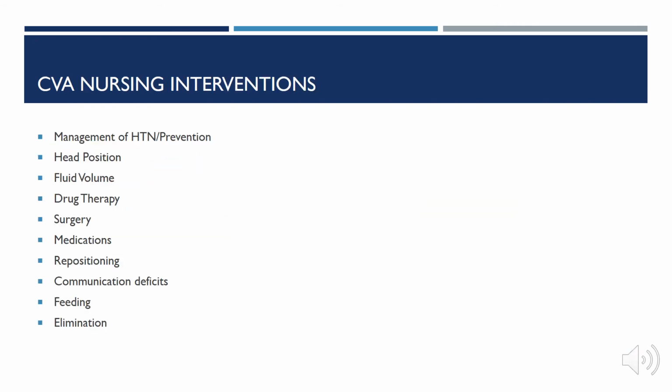So some nursing interventions we're going to do for this patient start with the management of hypertension or prevention of hypertension. Often this is left untreated with the exception of a hemorrhagic stroke, which makes sense. High blood pressure, it's going to be more bleeding. Head position, flat head is to assure adequate circulation unless the client has a large hemorrhagic infarction. Then the head is elevated to reduce intracranial pressure. And then fluid volume, we give IV fluids to maintain circulating blood volume.